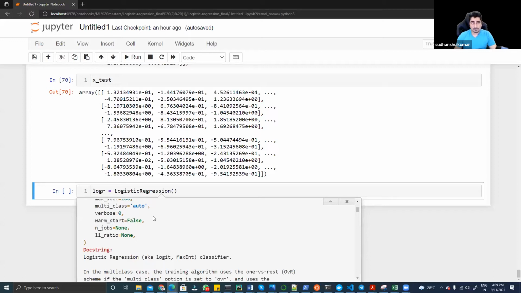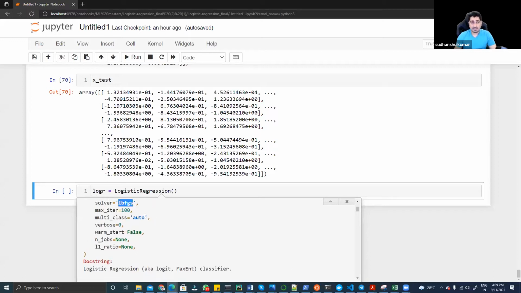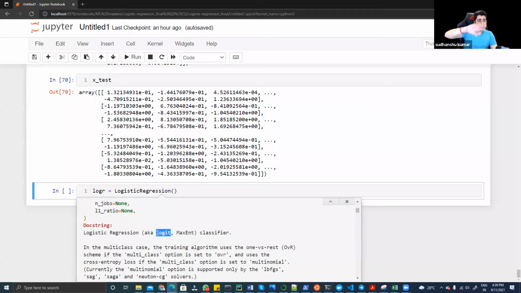Multi-class is equal to auto. By default, it will be in auto mode. And logistic regression, a.k.a. logit. So this is also called logit. Logit is a function which will tell you the score for any data to be on this side or that side. And this is what we have studied in our theoretical classes: log of p by 1 minus p is equal to mx plus c. That is the logit function that we studied in our last class.